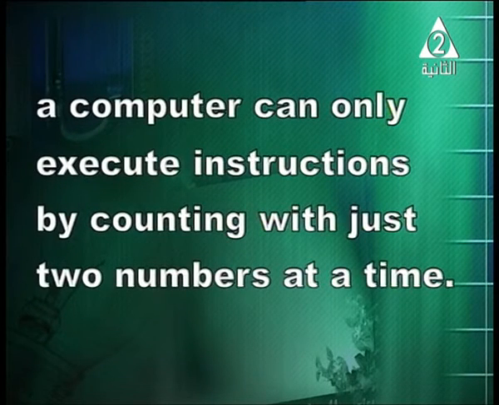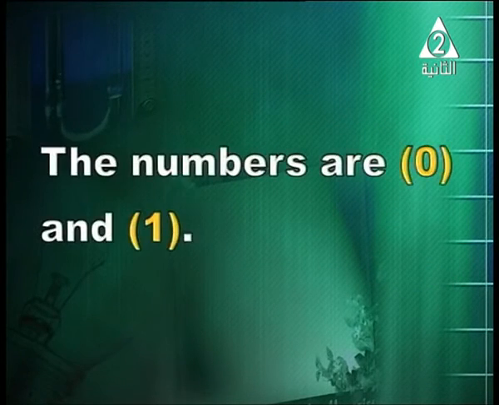As a matter of fact, a computer can only execute instructions by counting with just two numbers at a time. Let me say it again. It can only execute operations by counting just two numbers at a time. The numbers, of course, are 0 and 1. This is the binary system.